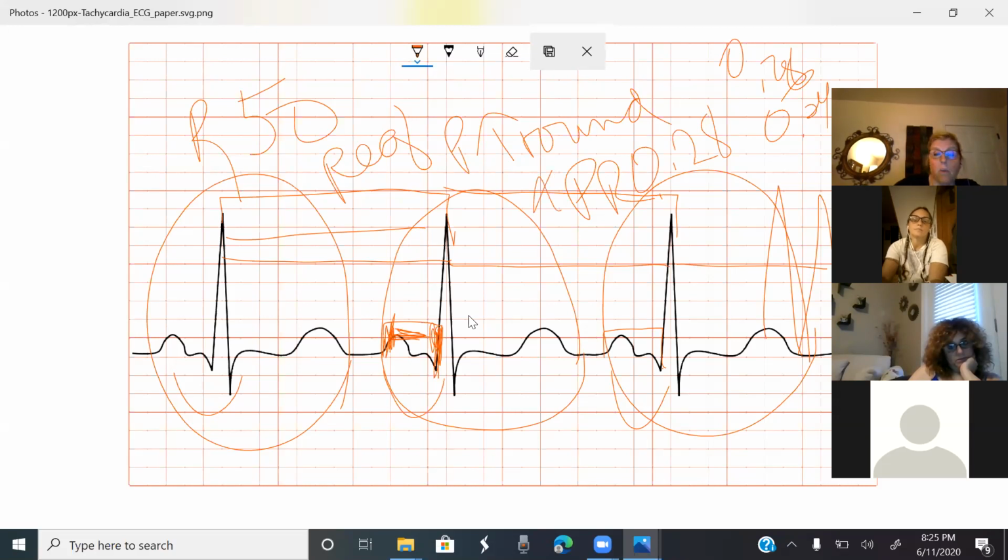QRS. What are we going to do? We're going to measure our QRS, right? Is it upward? Is it positive? Yes. What is our measurement? So when you measure this, what is the distance from the beginning to the end? How many boxes is that?